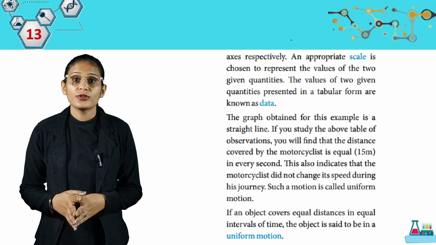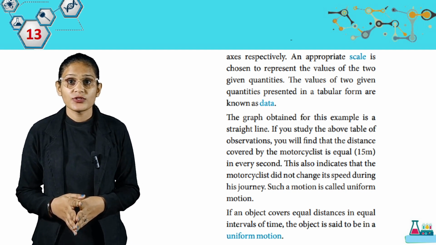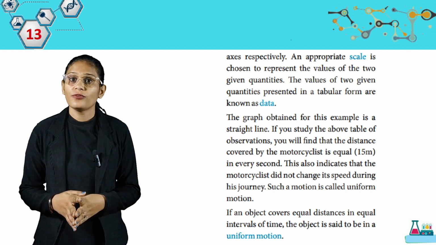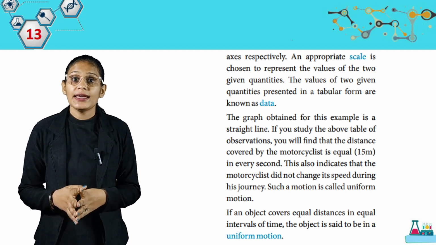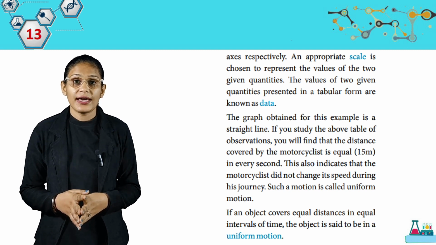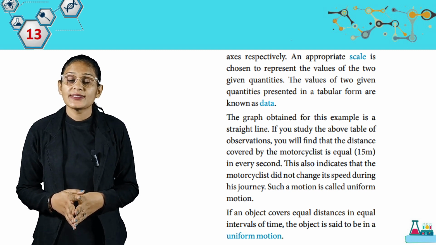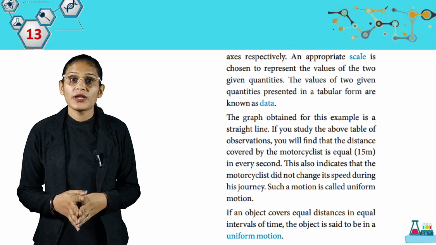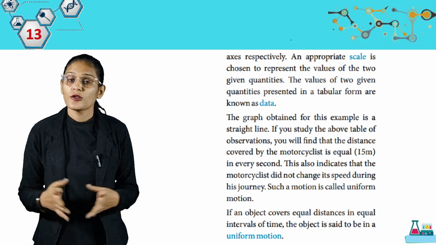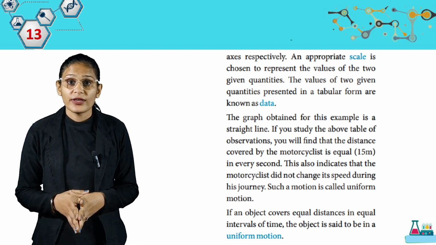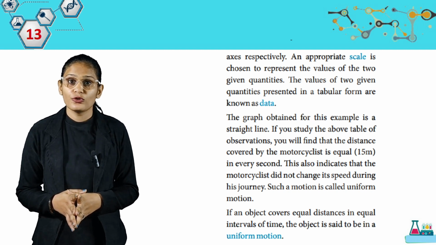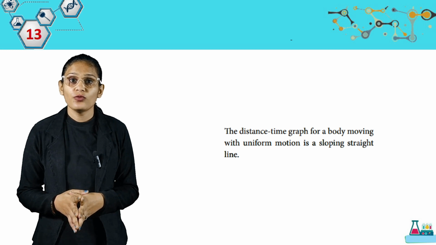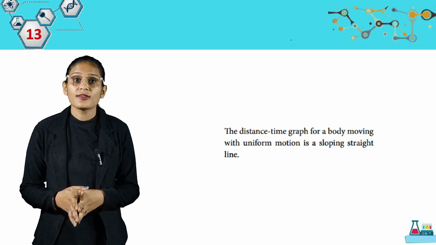The graph obtained for this example is a straight line. If you study the table of observation, you will find that the distance covered by the motorcyclist in equal intervals of time is 15 meters in every second. This also indicates that the motorcyclist did not change his speed during his journey. Such a motion is called uniform motion. If an object covers equal distances in equal intervals of time, the object is said to be in uniform motion. The distance-time graph for a body moving with uniform motion is a sloping straight line.